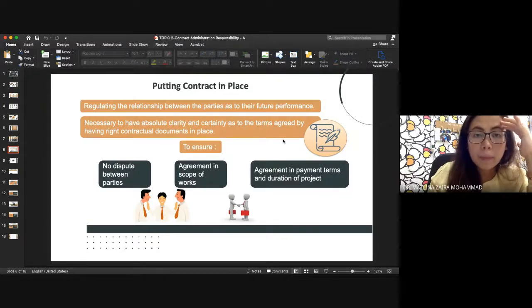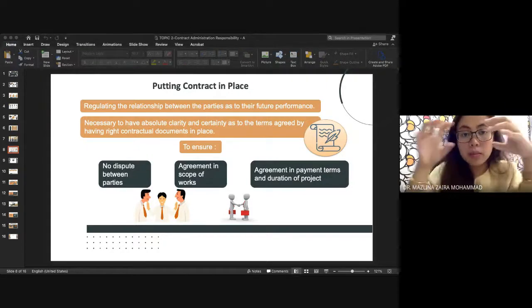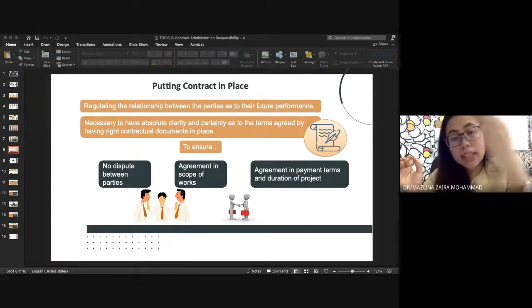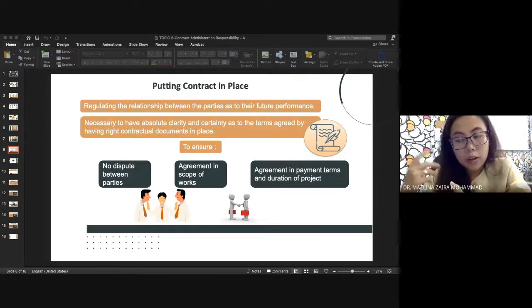Putting contract in place. What does it mean? That is the responsibility of the contract administrator. From the term, putting contract in place means the contract administrator is responsible for making sure that everything spelled out in the contract must be delivered and must be in place.